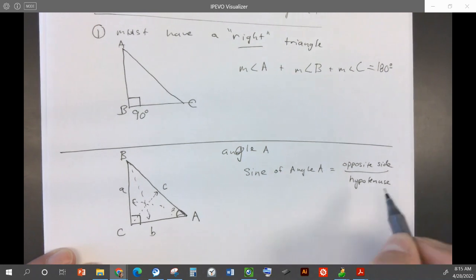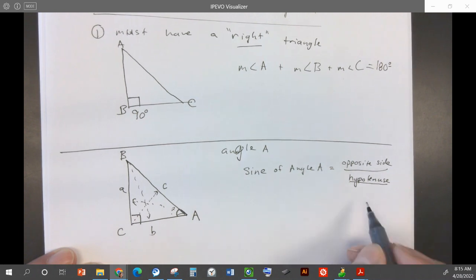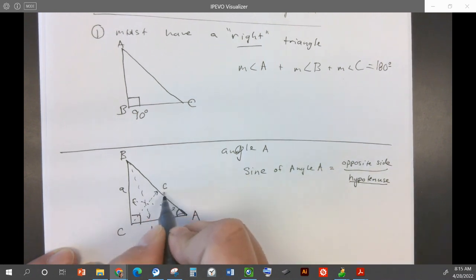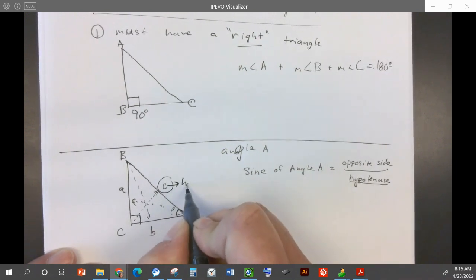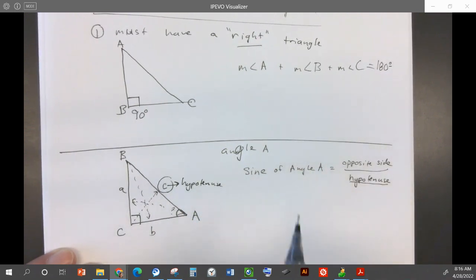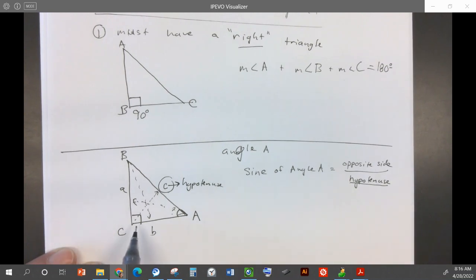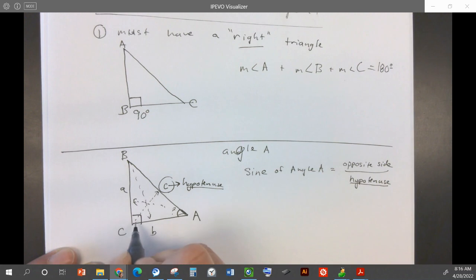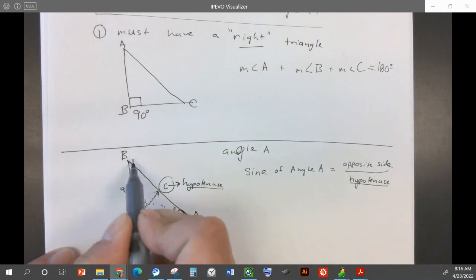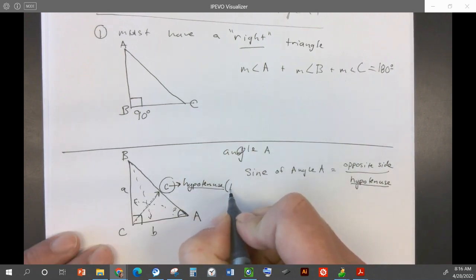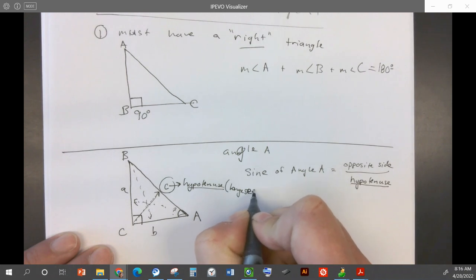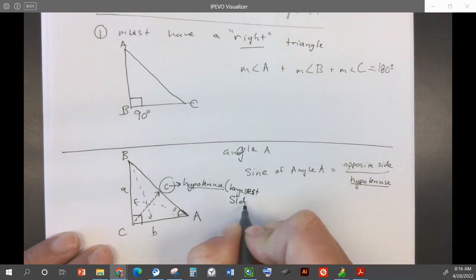We also have to know what this word means. What does the hypotenuse mean? It is the longest side, side C. Good. The longest side is always going to be across from the 90-degree angle, because the 90-degree angle is always the largest angle. So our hypotenuse is always the side across from the 90. If you can find the 90, you can find the longest side. So hypotenuse, longest side.